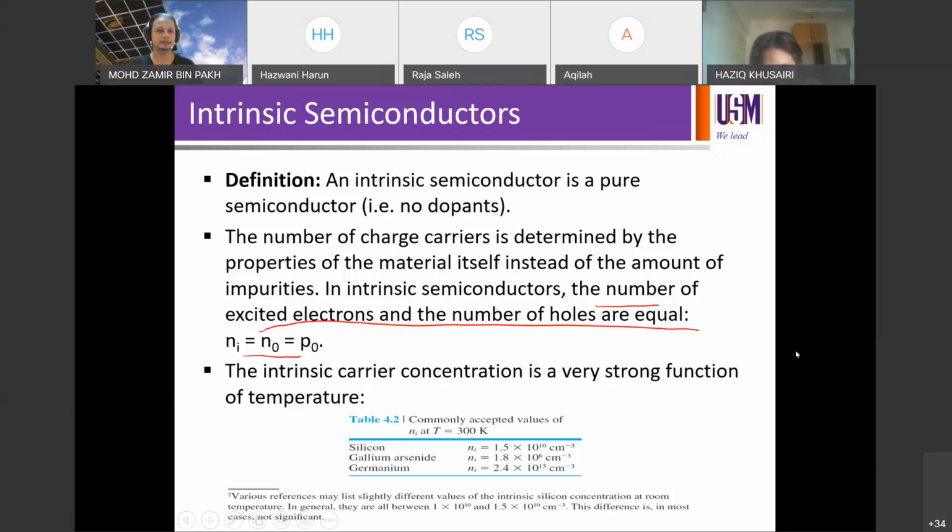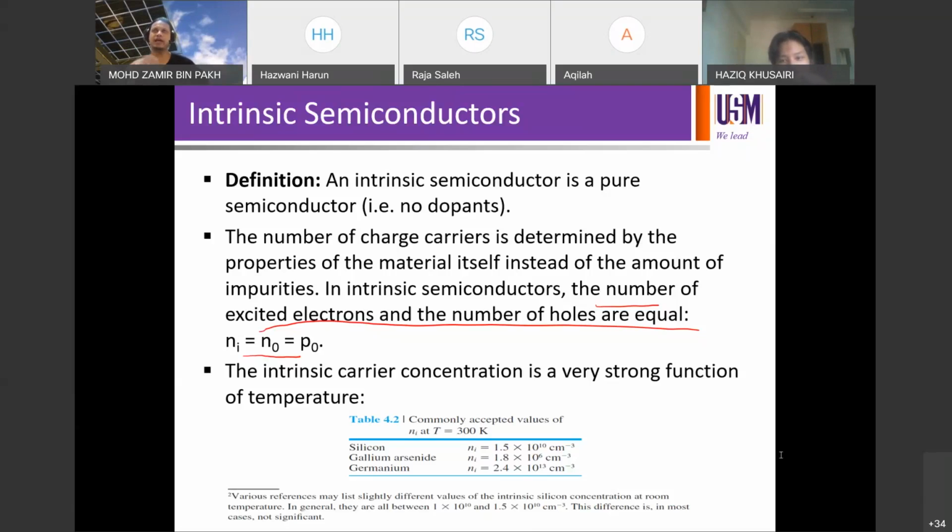Nurul Nabila. Why do the excited electrons and holes have to be equal? Any ideas? The sentence that I underlined, the number of excited electrons and holes are equal. Why can they not be unequal? What do you think? Because they are stable. Okay, Joanna said because they are stable. All right. Okay, any other answers?